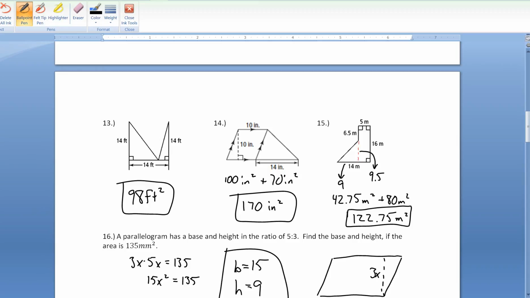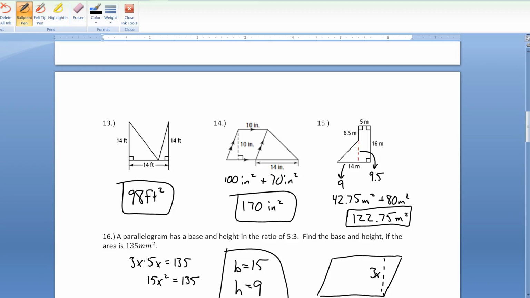Number 14, you just have to find the area of each of these, so you do the area of the parallelogram, base times height, that's where I get the 100. And then you do the area of this triangle separately. That's 1/2 the base times the height. The base is 14, the height is 10, and that's where I get the 70, and then you just add those together.